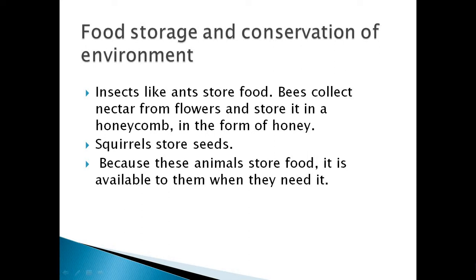Food storage and conservation of environment. Like humans, other living things also store food. Each of them has a different way of doing it. Insects like ants store food. Bees collect nectar from flowers and store it in a honeycomb in the form of honey. Squirrels store seeds. Because these animals store food, it is available to them when they need it.